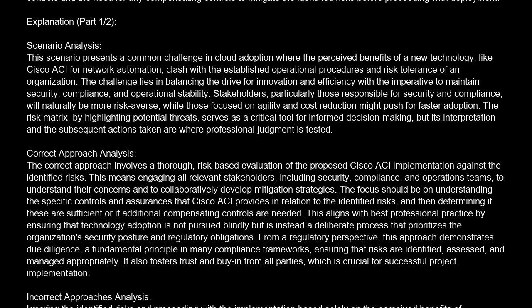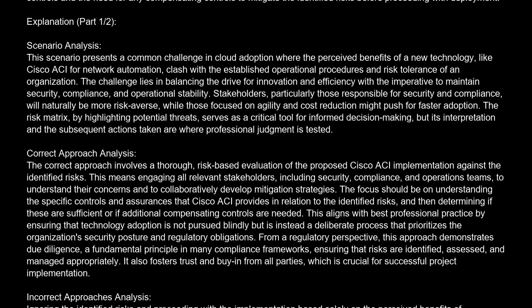Explanation. Scenario analysis. This scenario presents a common challenge in cloud adoption, where the perceived benefits of a new technology like Cisco ACI for network automation clash with the established operational procedures and risk tolerance of an organization. The challenge lies in balancing the drive for innovation and efficiency with the imperative to maintain security, compliance, and operational stability. Stakeholders, particularly those responsible for security and compliance, will naturally be more risk-averse, while those focused on agility and cost reduction might push for faster adoption.